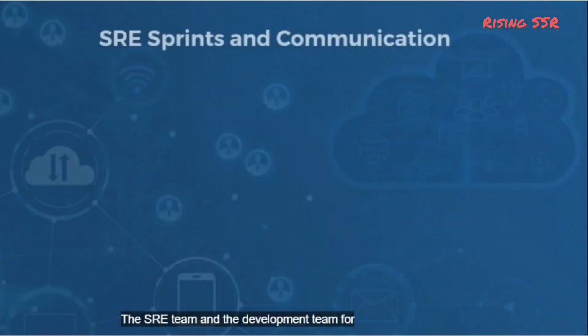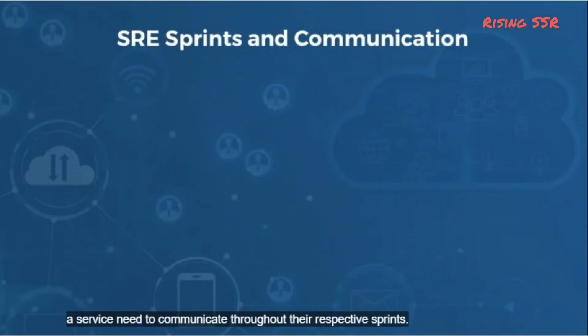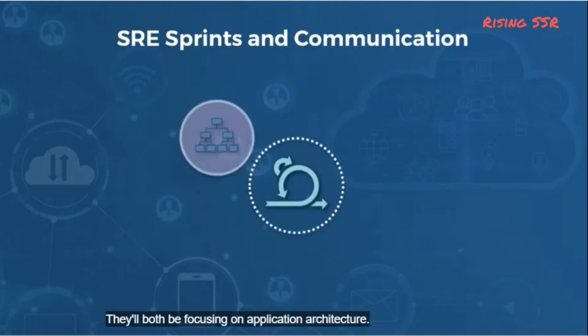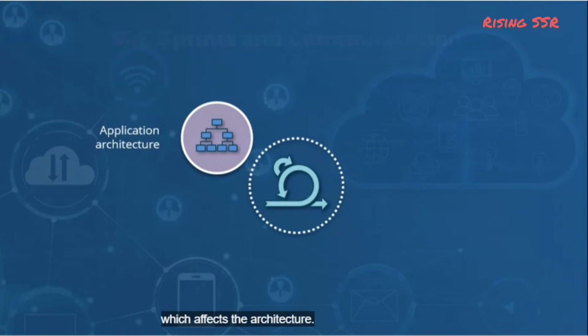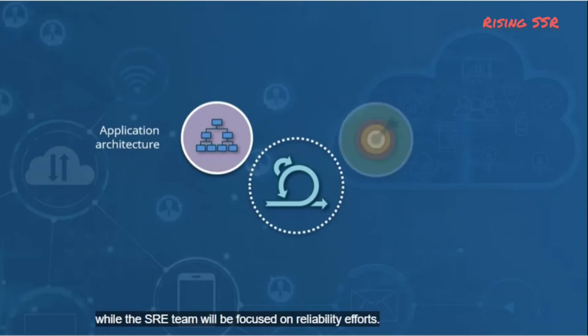The SRE team and the development team for a service need to communicate throughout their respective sprints. They'll both be focusing on application architecture. They both need to work to achieve reliability goals, which affects the architecture. Their respective sprints will have different goals. The development team will be building out new functionality, while the SRE team will be focused on reliability efforts.